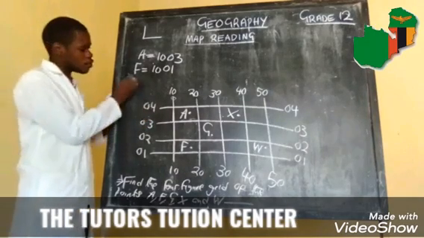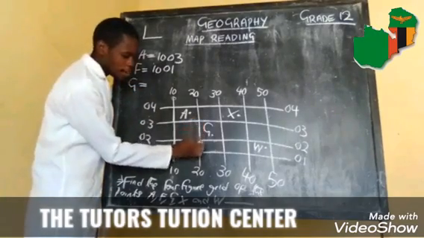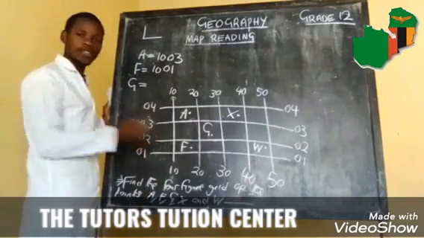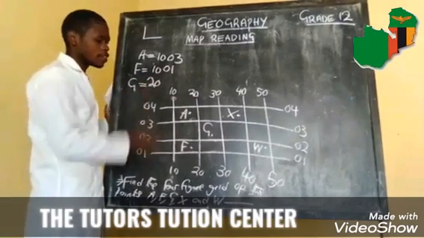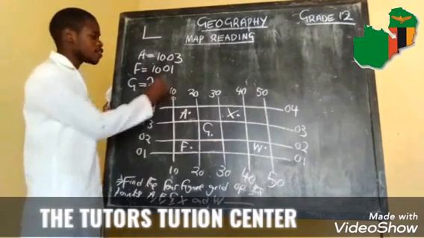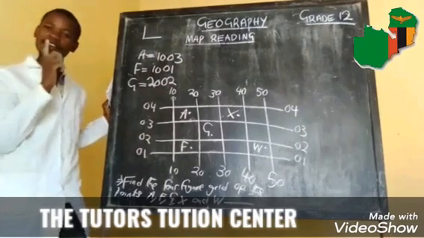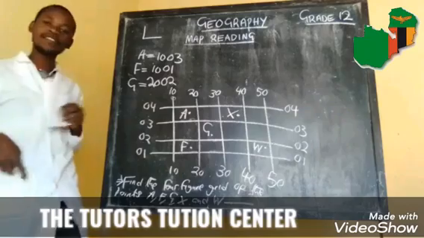We go to the third one, which is G. For G, again, you place letter L like this. Then you pick the number which is on top. The number which is on top there, we have got 20. Write 20. Then you pick the number which is either left or right. That is 02. That means the 4-figure grid reference of point G is 2002.